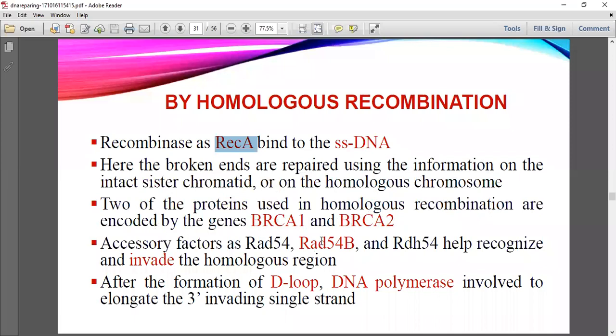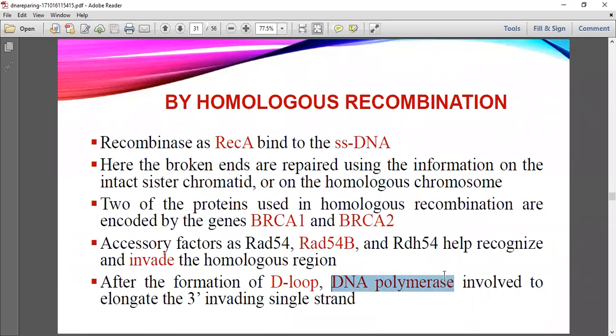Sorry, single strand break. So there are some accessory factors such as RAD54, RAD54B and RDH54. They help to recognize and invert the homologous region. So the main approach of these different enzymes is to stabilize and recognize the double-stranded break.